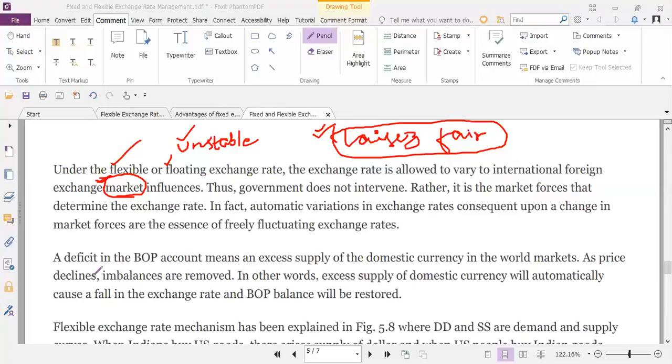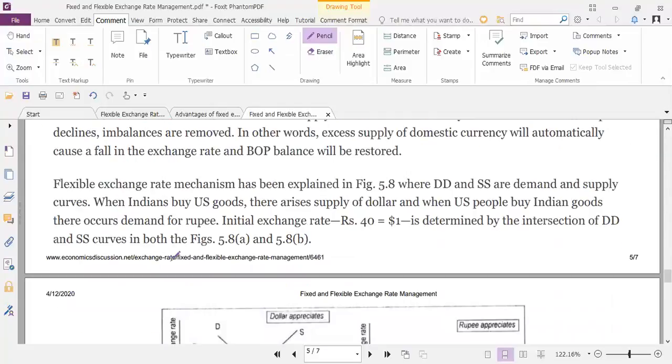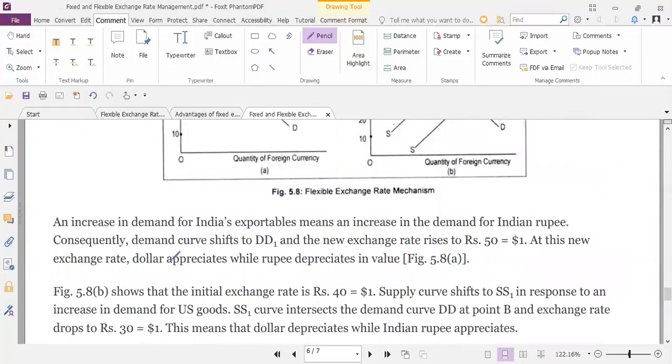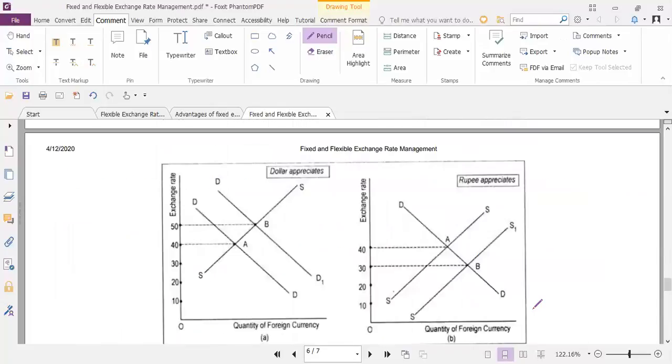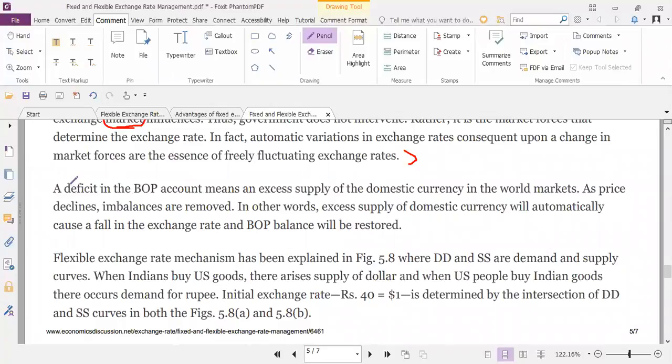Okay. So you can write this one paragraph. Can you start with flexible exchange rate? This one paragraph you can write. I'll just quickly read out the other paras also, but I don't think they are more important. But after that first para, you can just draw this graph and explain this graph. That will be more than sufficient. Here is your explanation. And I'll just quickly read out these other paragraphs.